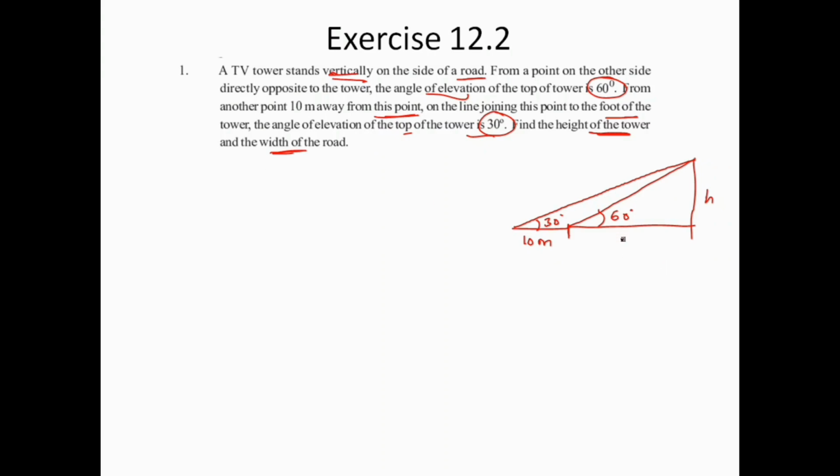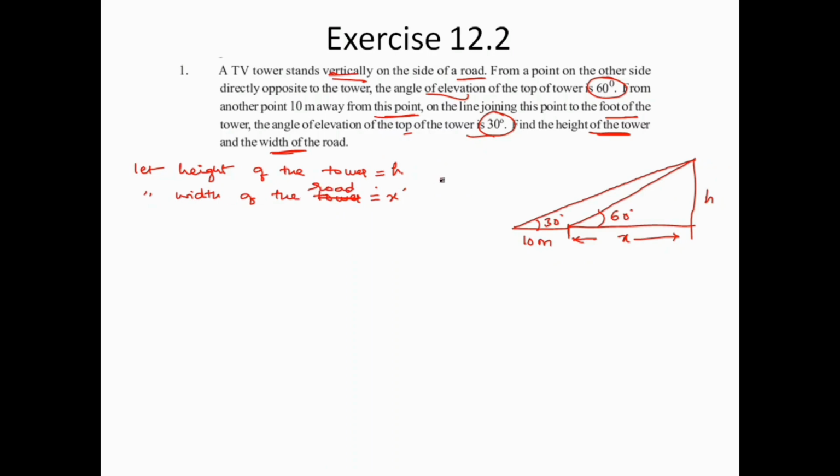Okay. So let this x be your road. So what do we assume here? We need to assume that the height of the tower is equal to h, and let the width of the road be equal to x. Okay, this is the width of the road. So the width of the road is equal to x meters.